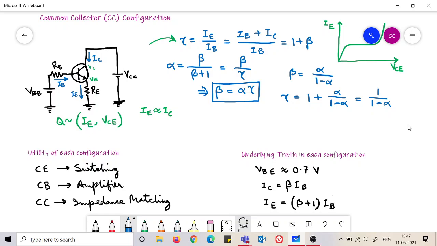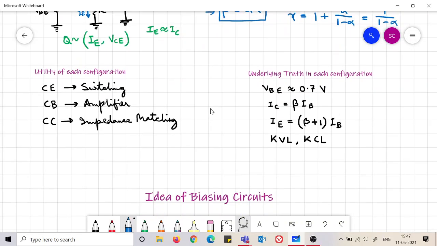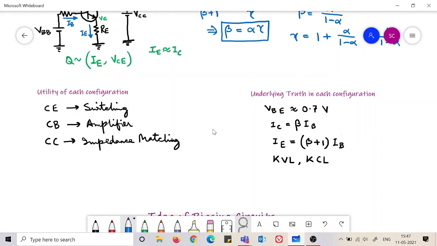So this is a central relationship, beta equals alpha gamma, that you can remember. Gamma equals 1 plus beta, alpha equals beta by beta plus 1, and beta equals alpha by 1 minus alpha. If you remember one or two relationships, you will get the others, and it is very easy to get these relationships. Nothing to worry. Now we will end this lecture. We have covered 3 configurations so far: common emitter, common base, common collector.